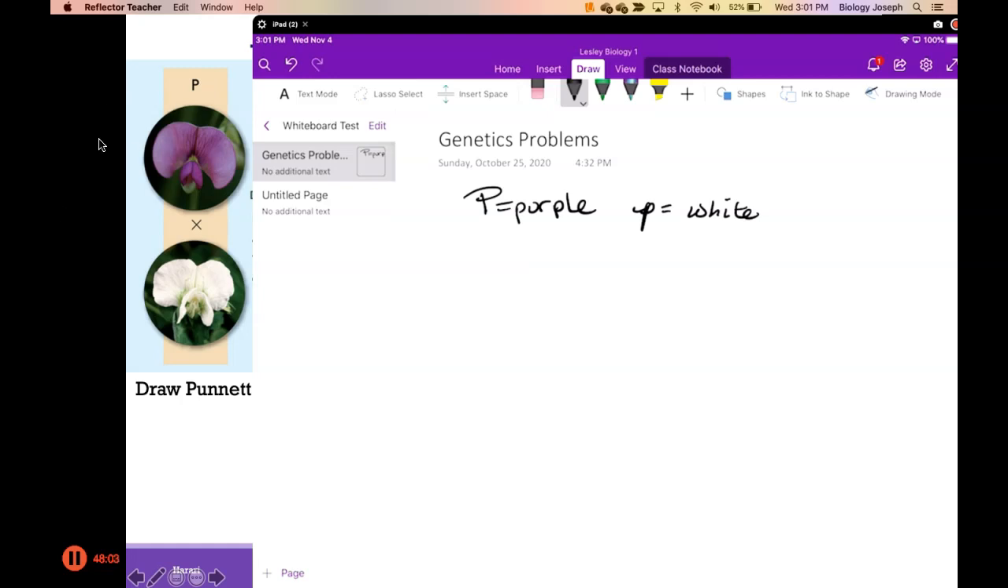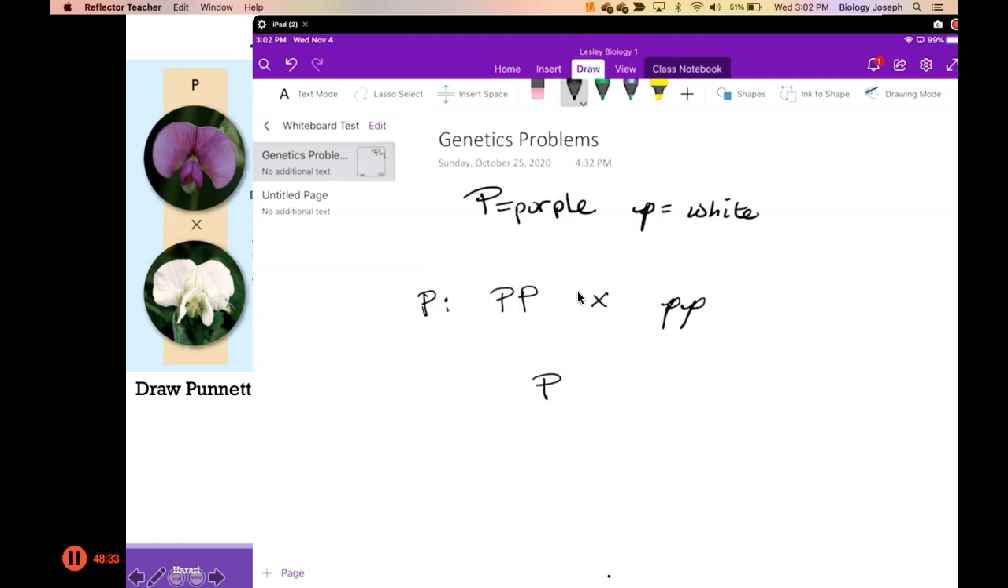So what would the genotype of this purple individual be, right? It would be big P, big P. So the parental generation, we have a big P purple flower. And what would the genotype of this white flower be? It would be little p, little p. So this is our first cross. And so let's do this out. Let's do a Punnett square.